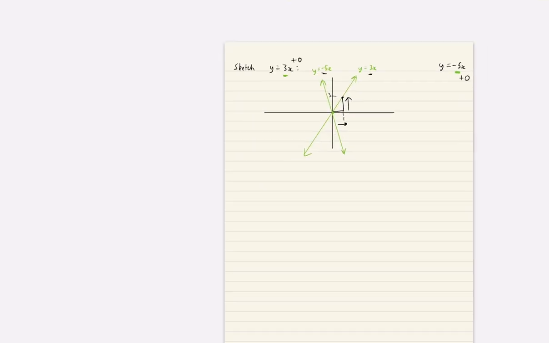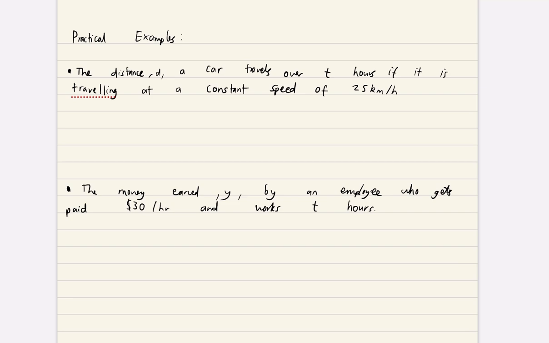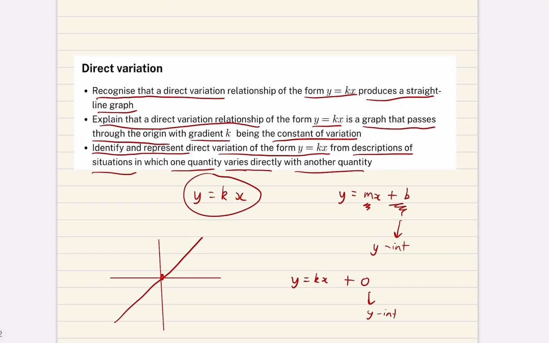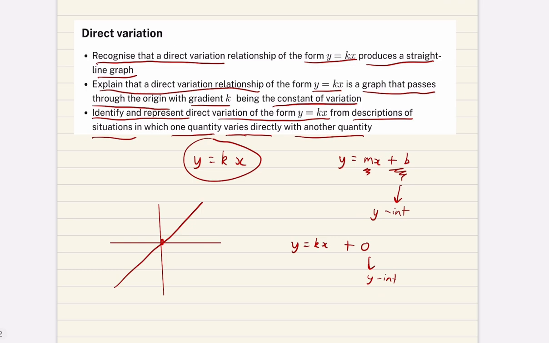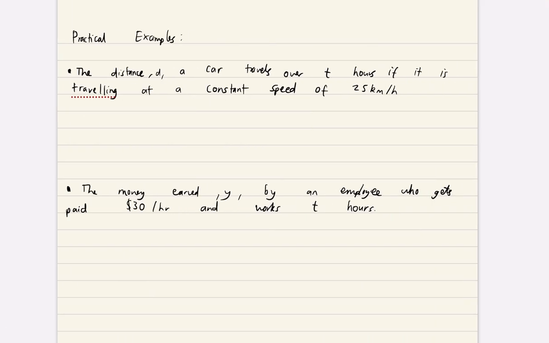Okay, let's move on to the next example. So if we've got some practical situations here, it says we've got basically worded situations, and we've got to identify and represent direct variation from the form y equals kx from descriptions in which one quantity varies directly with another quantity. That's the third dot point there. So that's what we're doing. We're putting the words into the equation here.